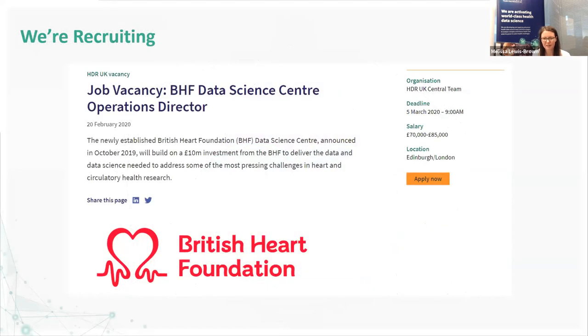So on that note, we are also building the team as ever, and in particular it's great to see the BHF Data Science Centre coming into life under Kathy Sudlow's leadership. And just to flag, short deadline, I think it's tomorrow, the 5th, is an opportunity to join the BHF Centre team as the operations director. More information as ever on the website alongside other adverts that are live at the moment.